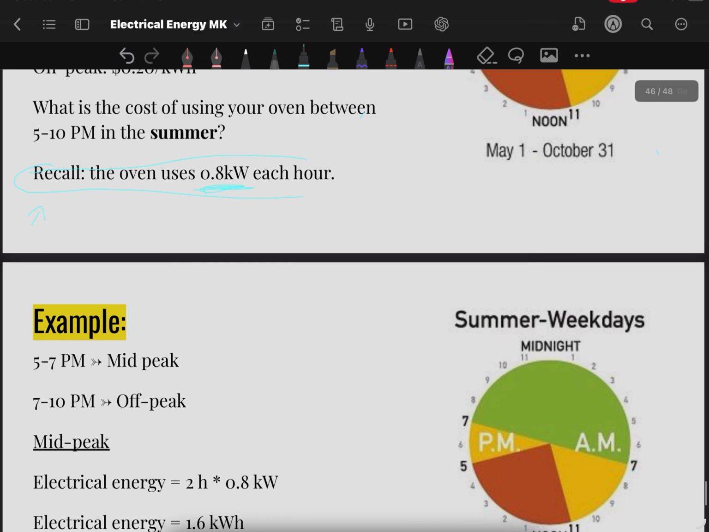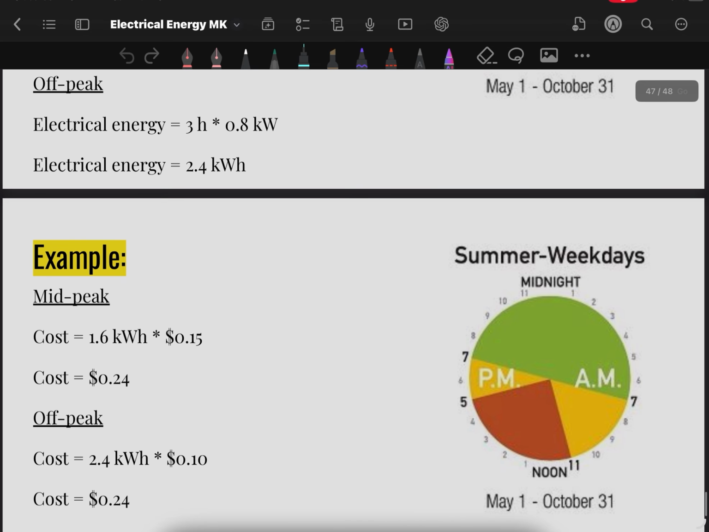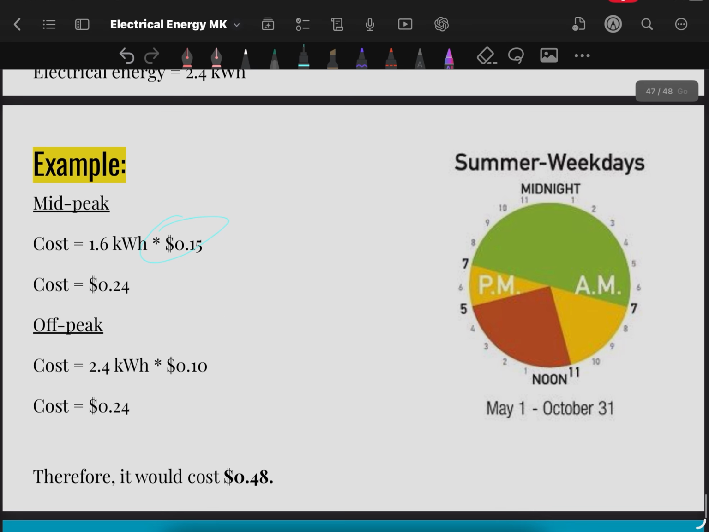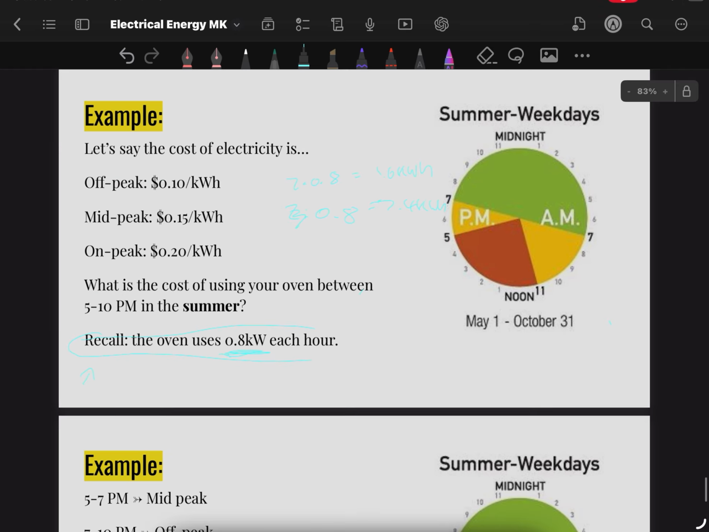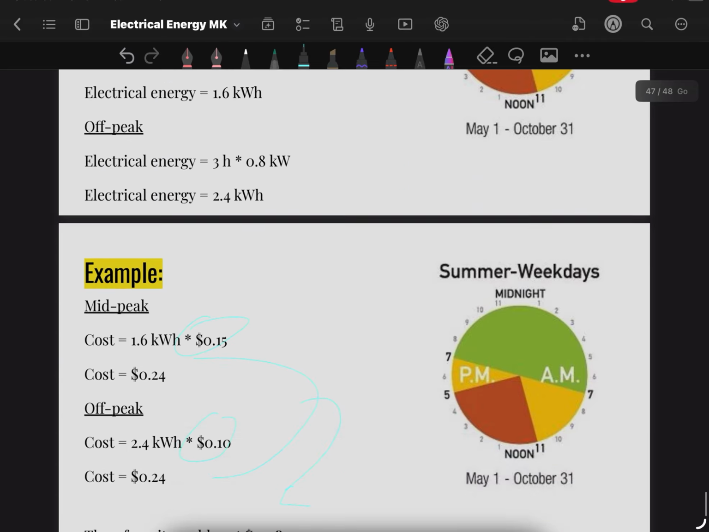Now from there you can just plug those in, and as you see here, you can pretty much just multiply those by the rates, and you add them up to get 0.48. So that problem kind of tripped me up because I didn't see this part. We have to be a little bit sure about that.